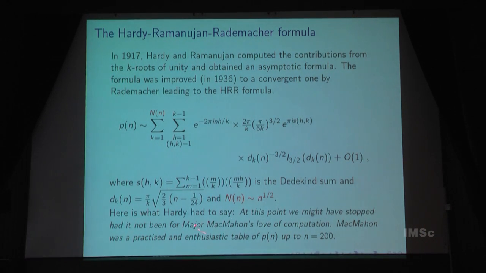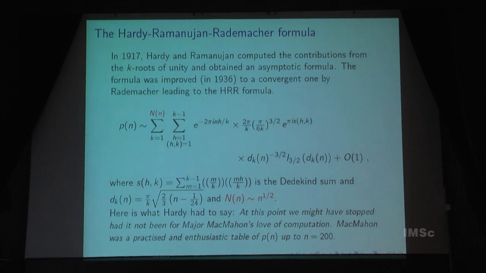So here's what Hardy has to say. At this point we may have stopped had it not been for Major McMahon's love of computation. McMahon was a practiced and enthusiastic computer, who created a table of p of n up to n equal to 200.